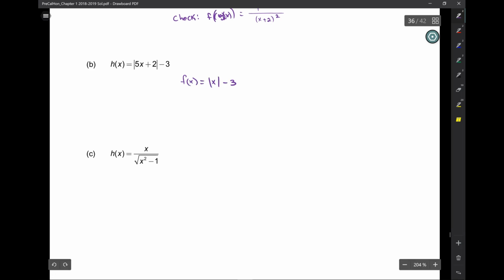So absolute value of x minus 3, right? Because when you've zoomed out, that's what you see. You have some absolute value minus 3. And then what have we inserted inside? G of x, 5x plus 2. Okay. So then let's check. What's f of g of x? Let's try to put this inside. Do you get what we want back?